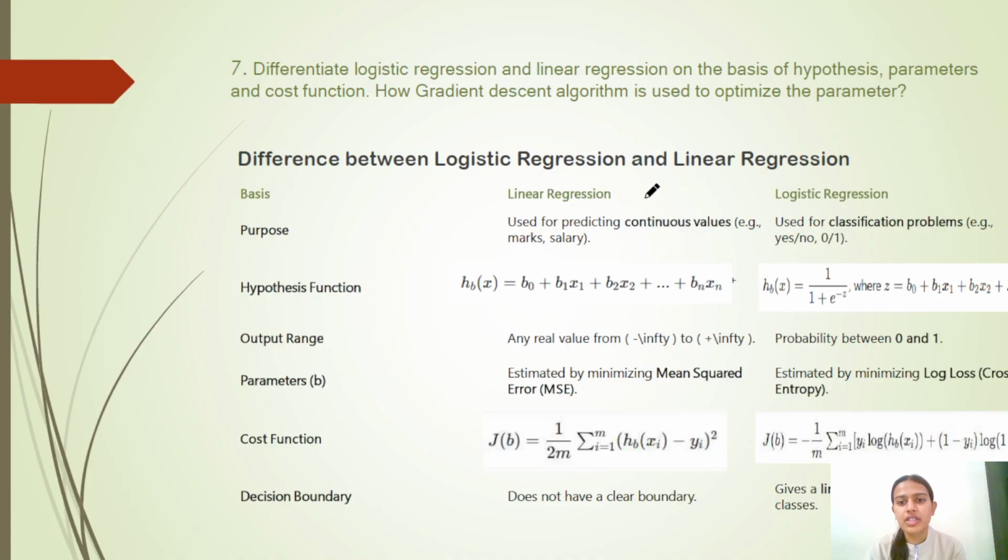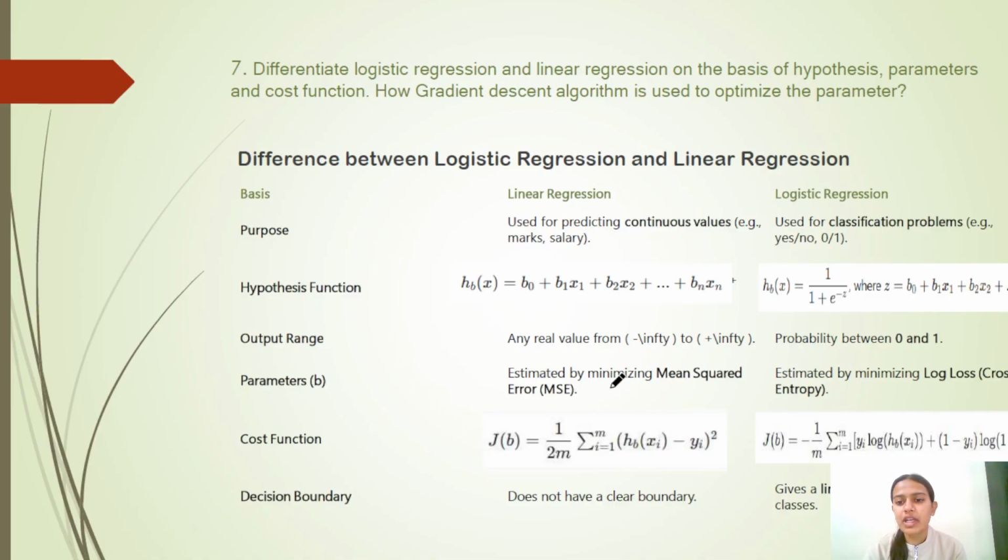So, the difference between linear and logistic regression. Purpose: linear regression is used for predicting continuous values, for example, marks, salary; logistic regression is used for classification problems, for example, yes, no, 0, 1. Hypothesis function: h(x) equals b0 plus b1x1 up to bnxn, and for logistic regression h(x) equals 1 upon 1 plus e to the power minus z, where z is just this value. Output range: any real value from minus infinity to plus infinity, versus probability between 0 and 1.